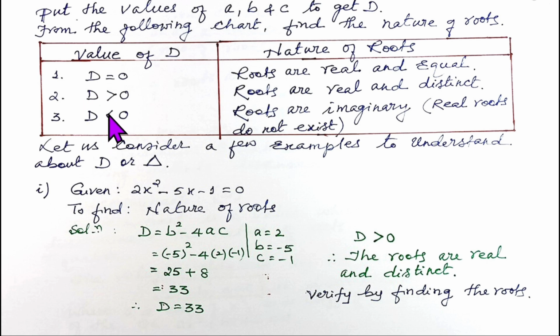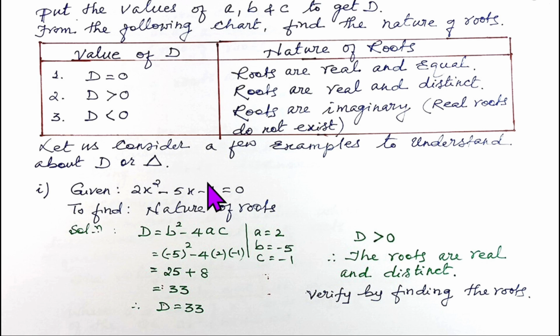Now there are three possibilities: D can be equal to 0, D can be greater than 0, D can be less than 0. If D is equal to 0, then the roots are real and equal. If D is greater than 0, the roots are real and distinct, and if D is less than 0, the roots are imaginary, or the roots do not exist. Now let us consider a few examples to understand the discriminant and how the nature of the roots can be identified.